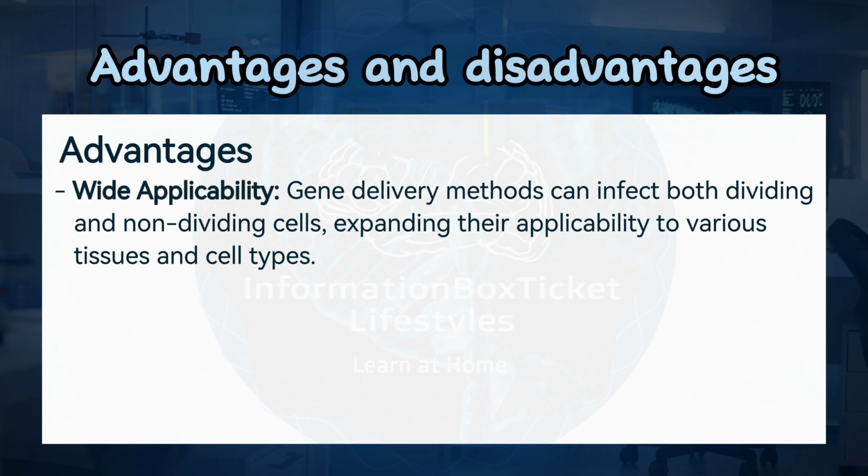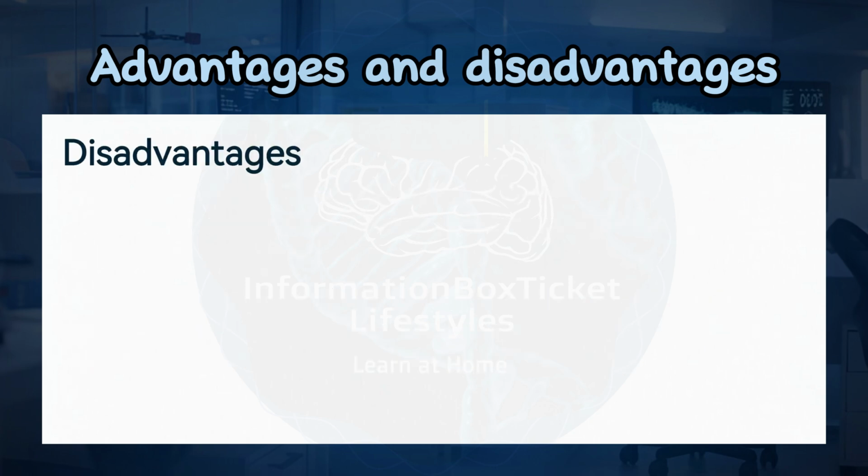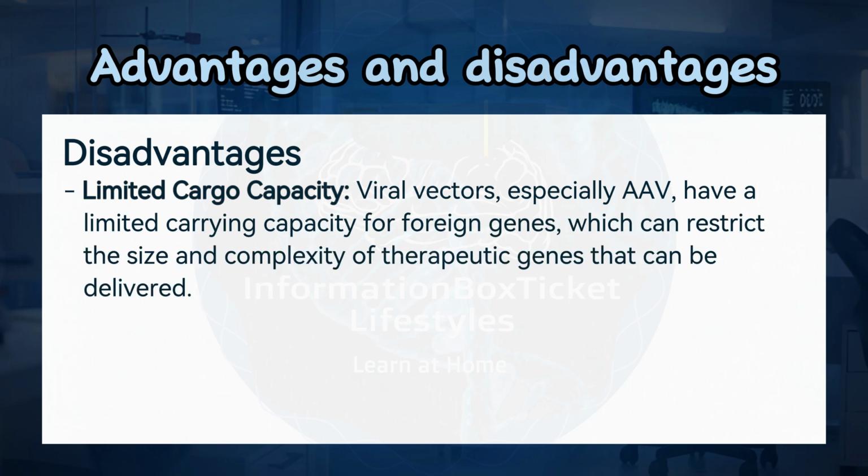Wide applicability. Gene delivery methods can infect both dividing and non-dividing cells, expanding their applicability to various tissues and cell types. Controlled immunogenicity. Non-pathogenic vectors like AAV are generally well tolerated and induce minimal immune responses, allowing for repeated administrations if necessary. Disadvantages of gene delivery methods. Limited cargo capacity. Viral vectors, especially AAV, have a limited carrying capacity for foreign genes, which can restrict the size and complexity of therapeutic genes that can be delivered.